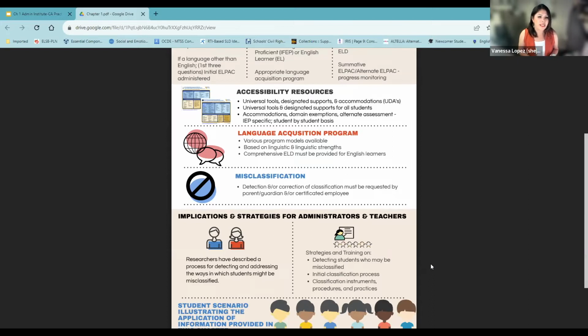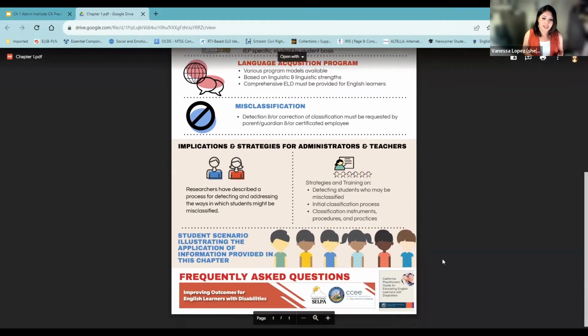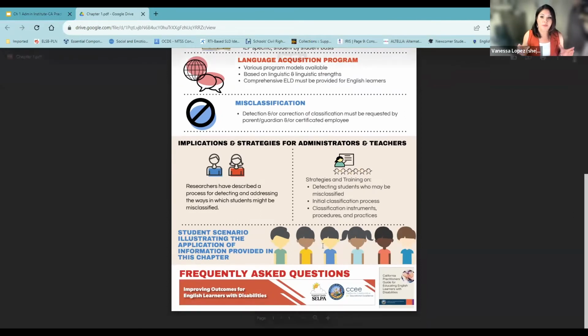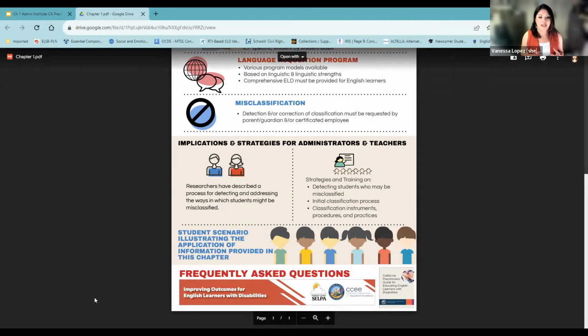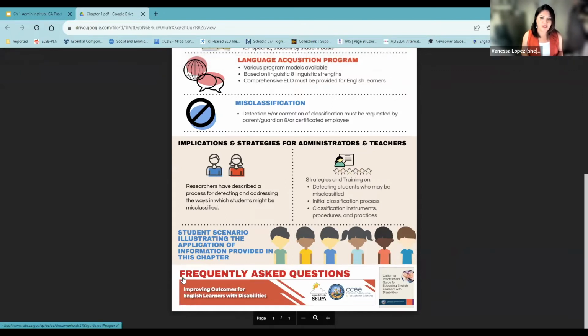Additionally, we delve in a little bit deeper onto implications and strategies for administrators and teachers. And again, one of the wonderful things that the California Practitioner's Guide does is that it includes a student scenario that brings it all together in a way where best practices are highlighted. And you're able to experience that as a case study, a vignette of best practices that deals specifically with the topics that are covered chapter by chapter. Also, if you want to have a quick reference, the frequently asked questions section of the California Practitioner's Guide are also linked directly into this document.